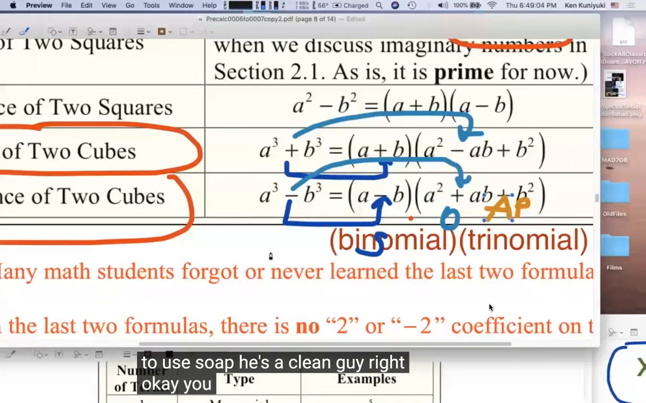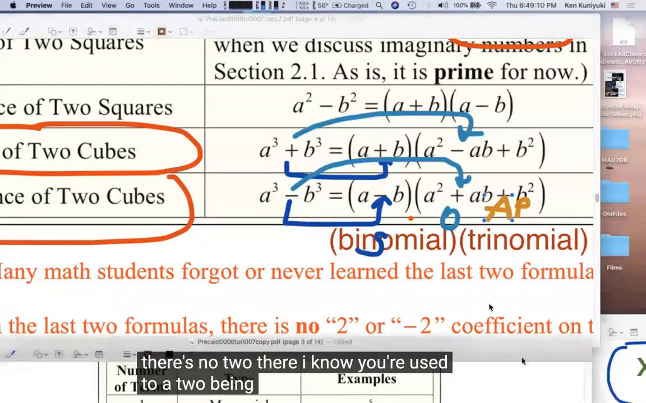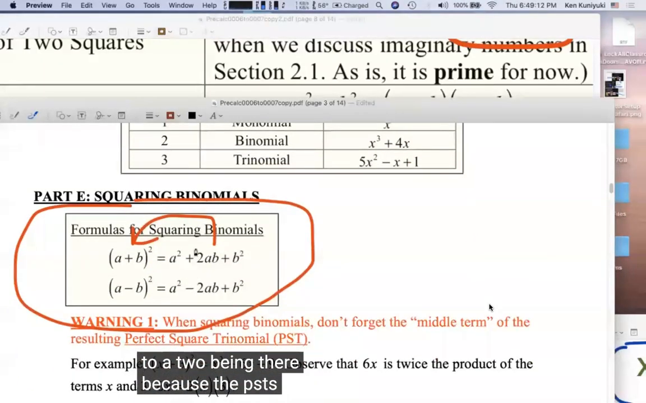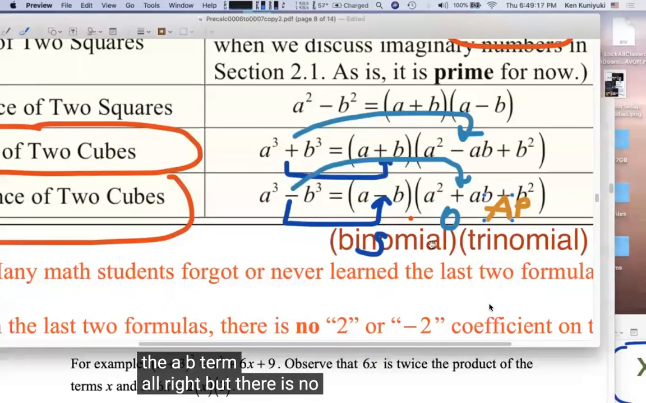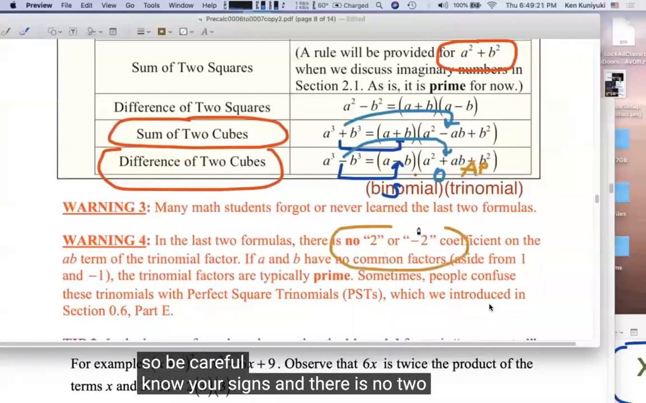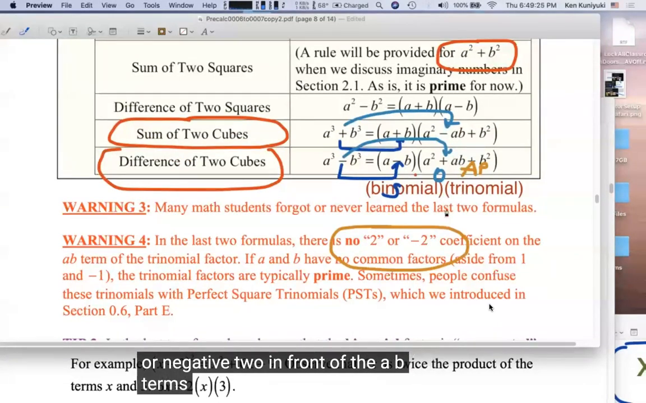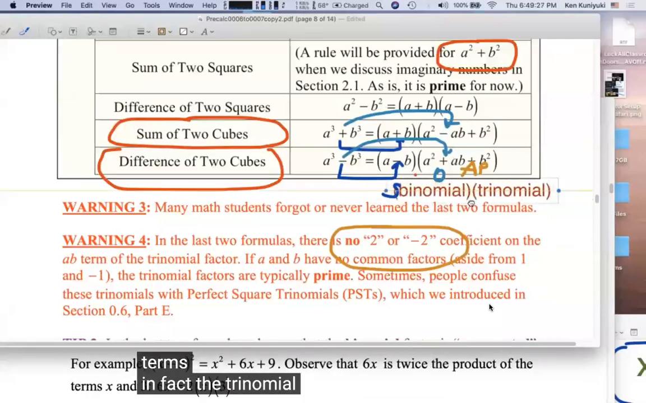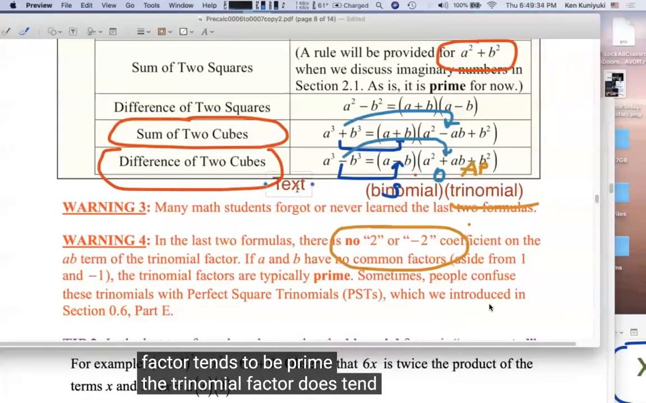Okay. You just have to remember this. Oh, and also, this is not a PST over here. There's no 2 there. I know you're used to a 2 being there because the PSTs have 2's in front of the AB term, all right? But there is no 2 in front. So be careful. Know your signs, and there is no 2 or negative 2 in front of the AB terms. In fact, the trinomial factor tends to be prime. The trinomial factor does tend to be prime.